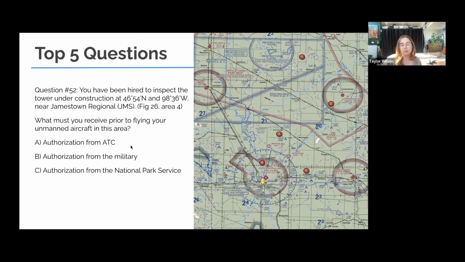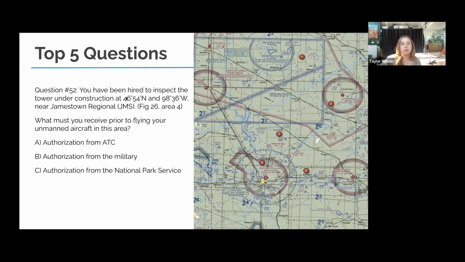So on the written test, when you're looking at these figures, you're going to find these red dots with a white number in the middle. These are not typically on a chart, but they just are on the written test to help you kind of hone in a specific area. So we're looking at area 4 here. What must you receive prior to flying your unmanned aircraft in this area?